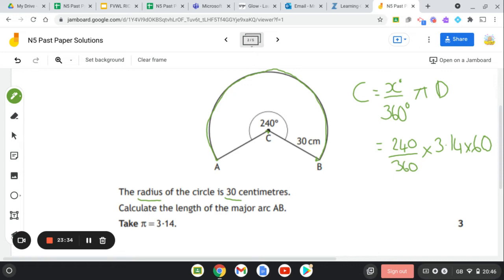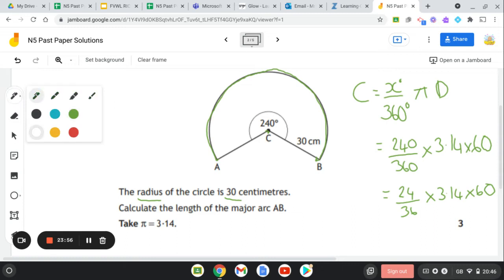So what we're going to look at first is the fraction, and we're going to look at simplifying it. Now straight away we can see that that fraction can be divided by 10, so 24 over 36, times by 3.14 times by 60. So we're simplifying this fraction. Some of you might be able to simplify that a lot quicker, but others might just have to do it in mini stages there.